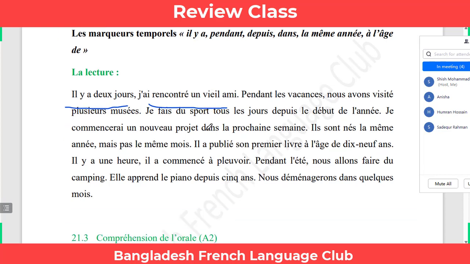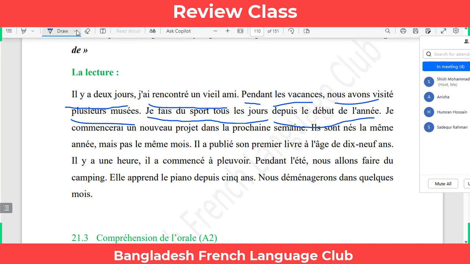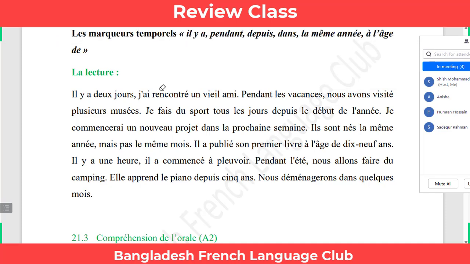And pendant means during. Pendant les vacances, nous avons visité plusieurs musées. And what else? Je fais du sport tous les jours depuis le début de l'année. Depuis is used when something started in the past and is still going on. It's like the present perfect continuous tense, like I have been learning French for 3 months.